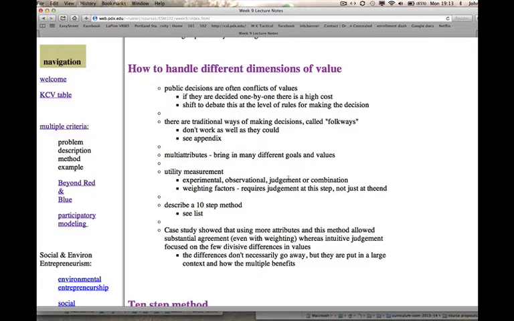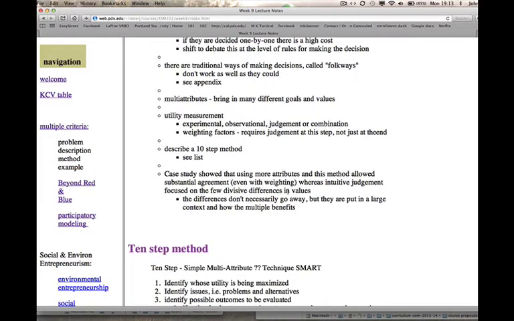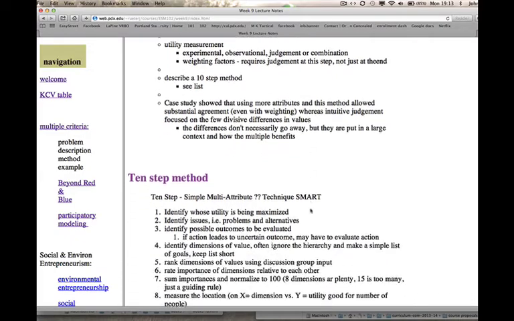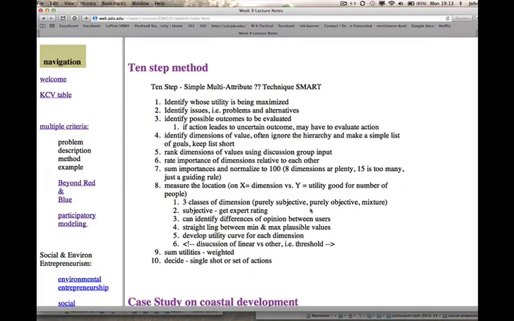And this is judgment at each step, so it requires a lot of care in the process. We're going to look at a case study in just a second that talks about this with coastal zone management. And we're going to do this with a 10-step method, called the SMART technique, simple multi-attribute rating technique. I really hate things that are called smart, because that's not a way to start out a discussion, since it assumes that everything else is dumb. But in this case, it's a highly refined decision method.